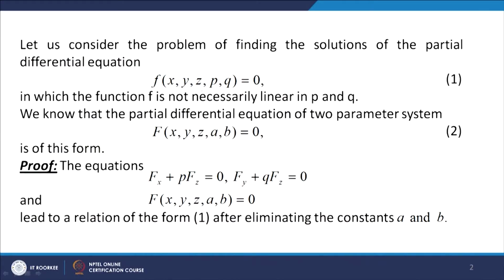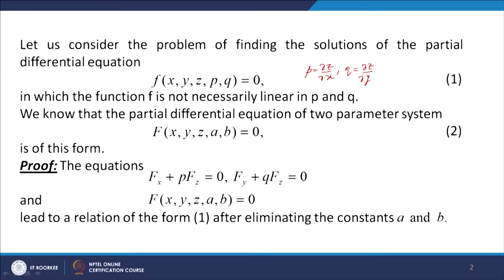Let us consider the problem of finding the solutions of the partial differential equation f(x, y, z, p, q) = 0, where p is the partial derivative of z with respect to x, and q is the partial derivative of z with respect to y, where the function f is not necessarily linear in p and q. We know that the partial differential equation of the two-parameter system f(x, y, z, a, b) = 0 is of this form. This we can easily prove.